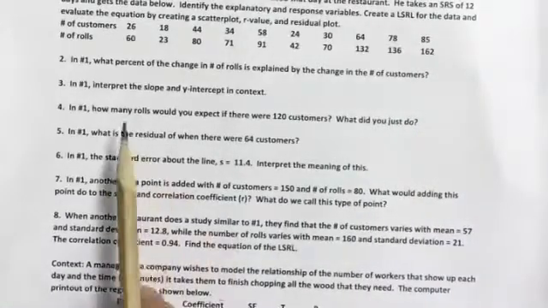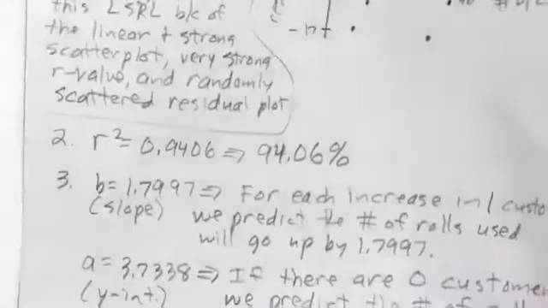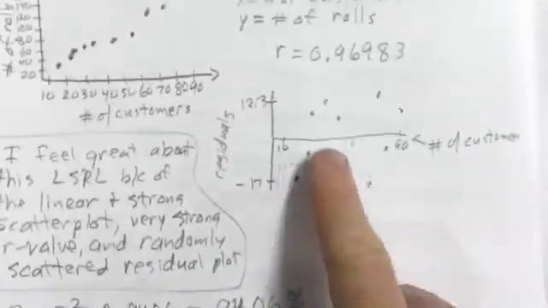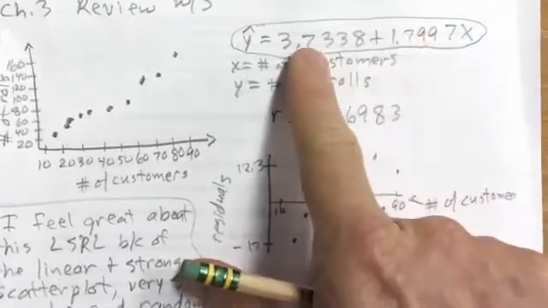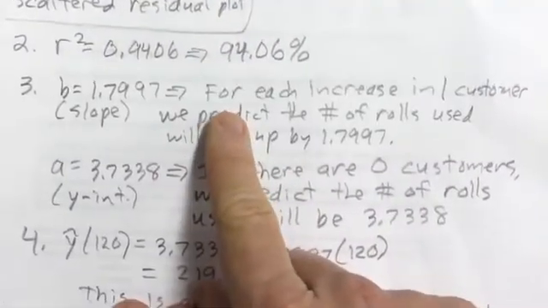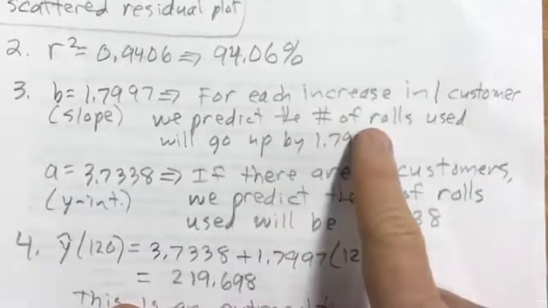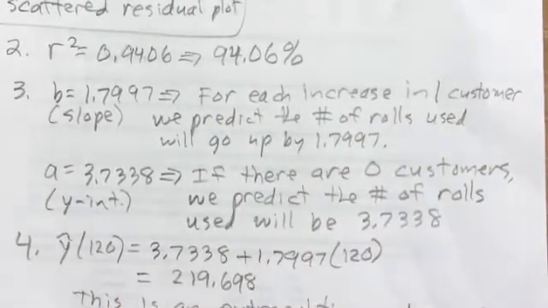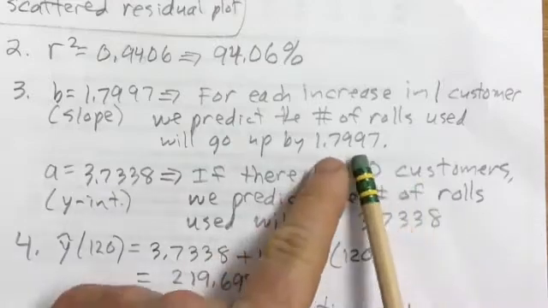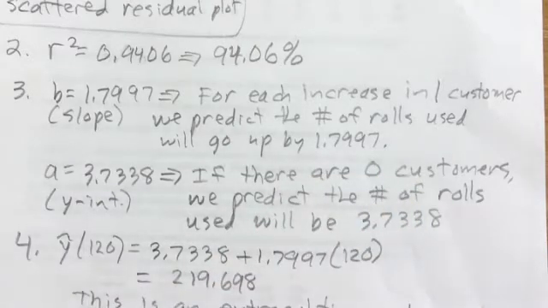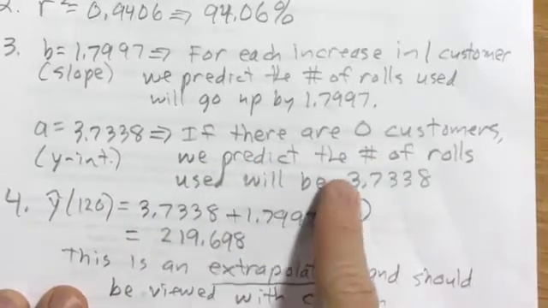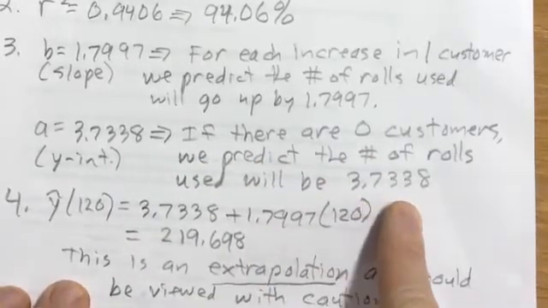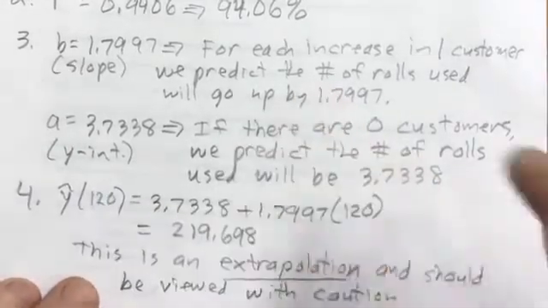All right, so then number 3 says interpret the slope and the Y-intercept. So interpreting the slope, of course, we got this off of the line. There's the line, there's the slope, and there's the Y-intercept. So what the slope is, for each increase of one customer, we predict that the number of rolls will go up by 1.7997. So to interpret the slope, you're going to say for each time X increases by 1, the change in Y will in essence be whatever the slope is. But you've got to say it in context. The Y-intercept is this. If there were 0 customers, we predict that the number of rolls used would be 3.7338, which really kind of doesn't make sense in context, but that's number 3.